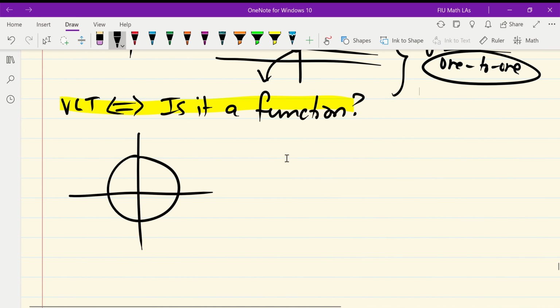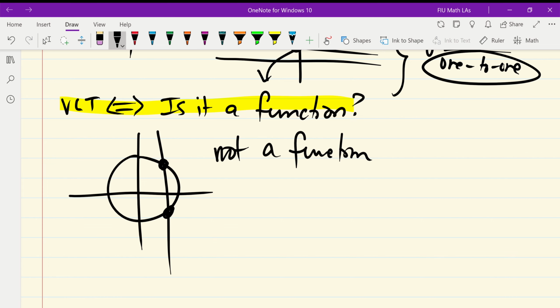The vertical line test asks, hey, is something a function at all? And we just take a vertical line, draw it through here, and if it touches in more than one spot, then it's not a function. So this guy is not a function at all.